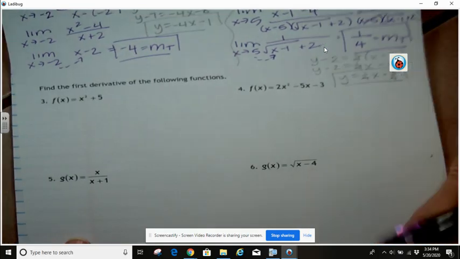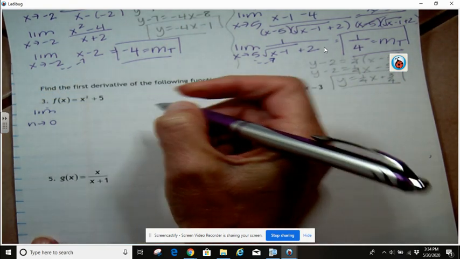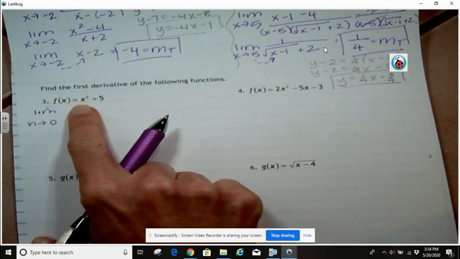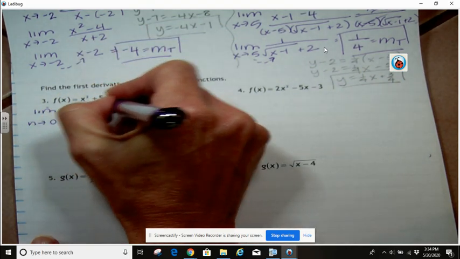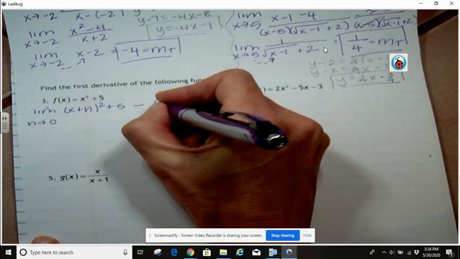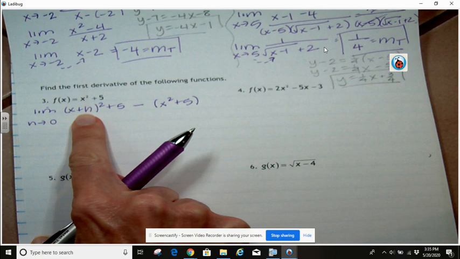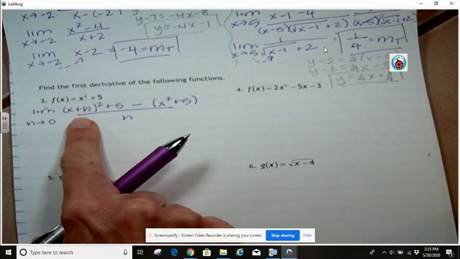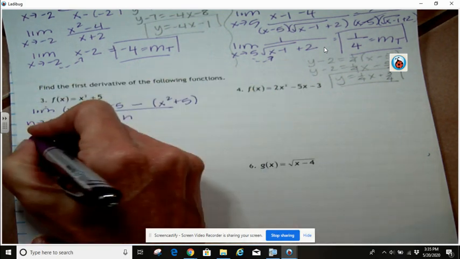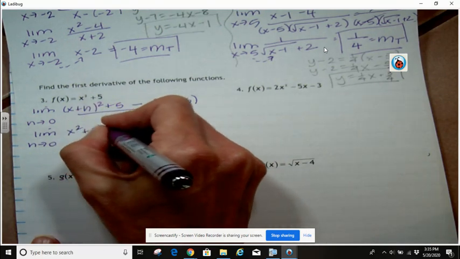Okay, so the limit as h approaches 0. Start out with f of x plus h. So we're going to replace this x with x plus h, minus, use parentheses, the function as given, and all divided by h. Again, I told you you're going to have to do x plus h quantity squared a lot, so the sooner you get that memorized, the faster it will be.